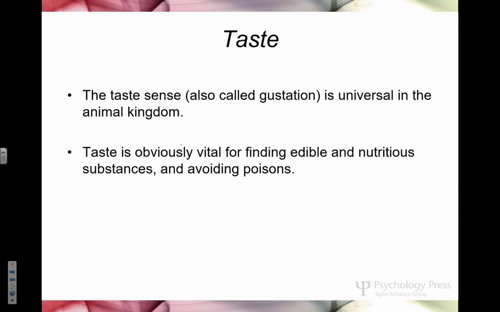Because taste is really important for, one, finding edible and nutritious foods, but also avoiding poisons, right? And if something makes you sick, it's probably poisonous. You shouldn't eat it again, right? I had this great video clip of a blue jay eating a butterfly and then vomiting the butterfly, which is kind of interesting. And it happens all the time, not just in humans, in other species, right?